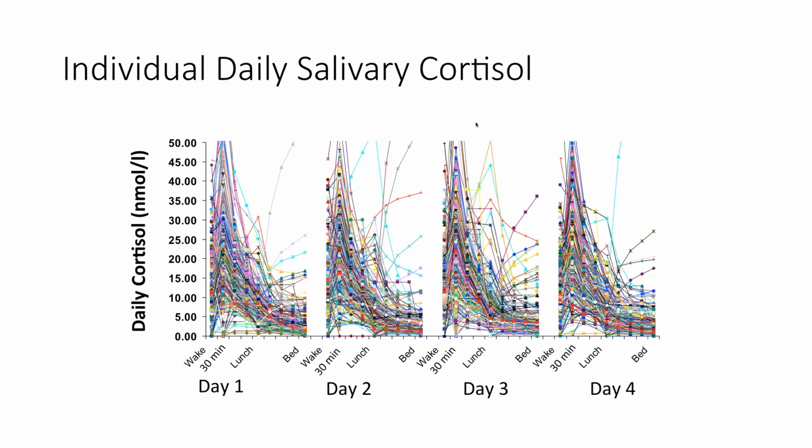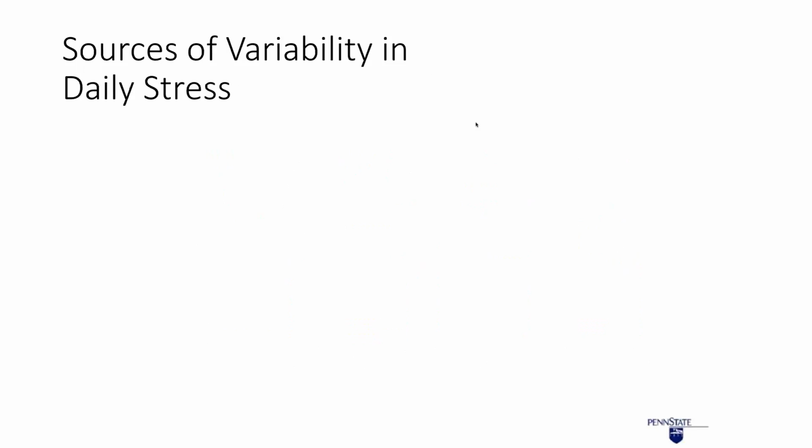Some people are having really steep awakening responses. Some people have flat awakening responses. Some people don't decline throughout the day. Some people have some increases throughout the day. So we see individual differences, but we also see intra-individual variation. So from day to day, people are varying in their cortisol patterns. So next slide.